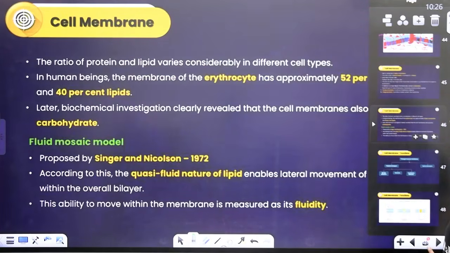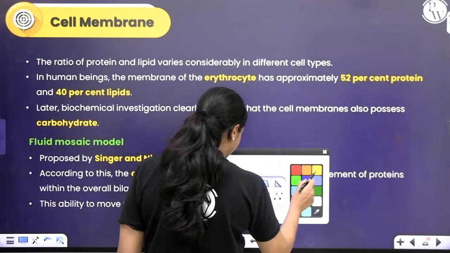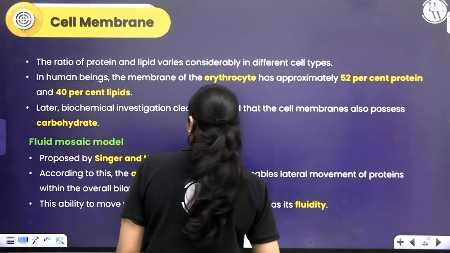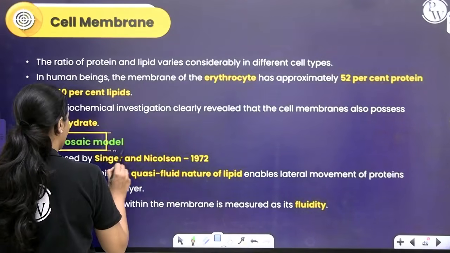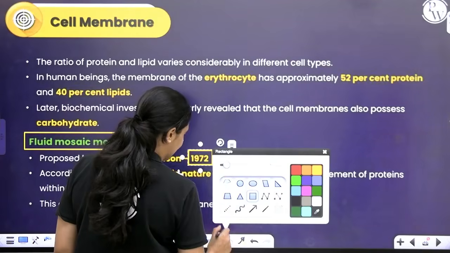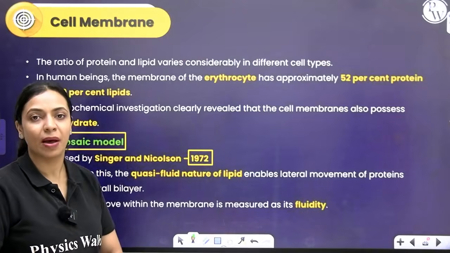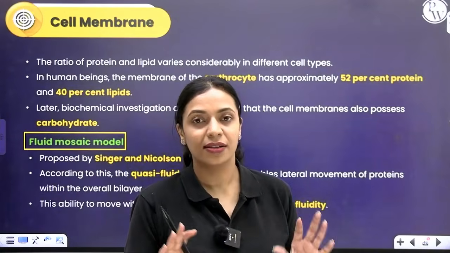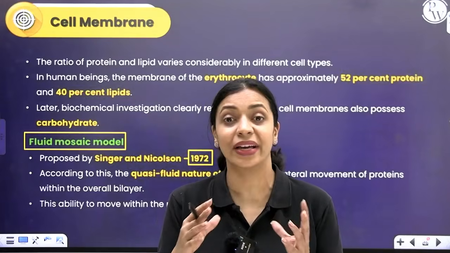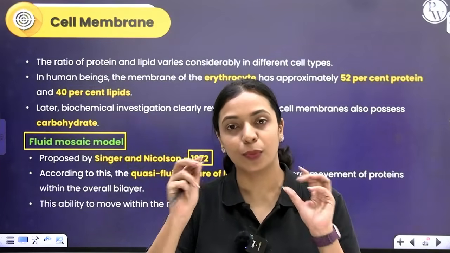Two people, Singer and Nicolson, proposed a model for the plasma membrane called the fluid mosaic model. It was proposed by them in the year 1972. What they basically say is the plasma membrane is not rigid. It is quasi-fluid in nature, meaning semi-fluid. It has an oil-like, lipid-like consistency, and within that are the proteins.